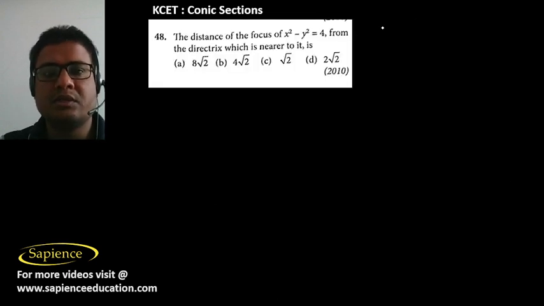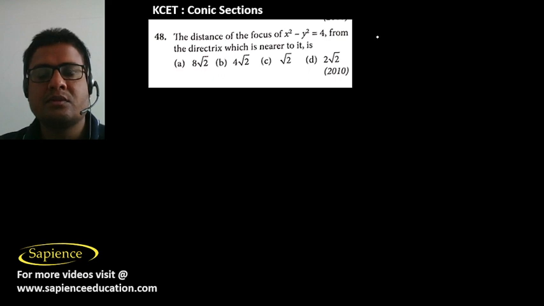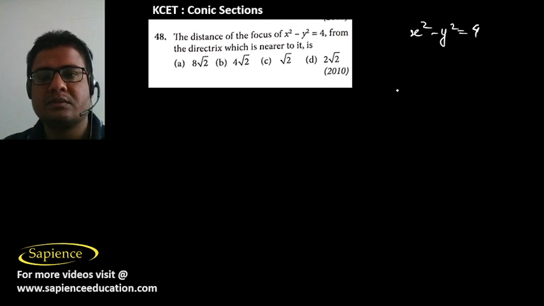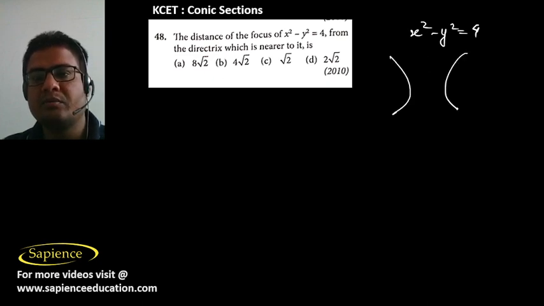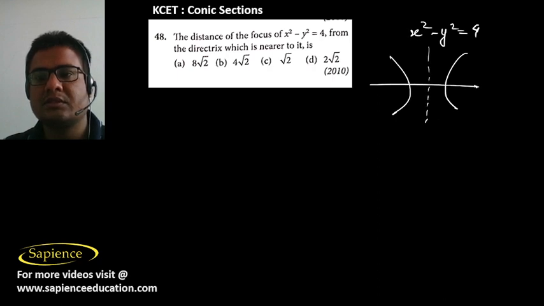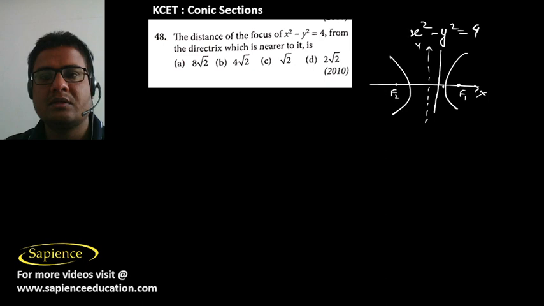Then in question number 48, it is asked to find the distance of the focus of x square minus y square equal to 4 from the directrix which is nearer to it. So this is a hyperbola. This is the x-axis, this is the y-axis, and here we have one focus F1 and this one is F2. Now the distance of the focus from the directrix which is nearer to it, this one.